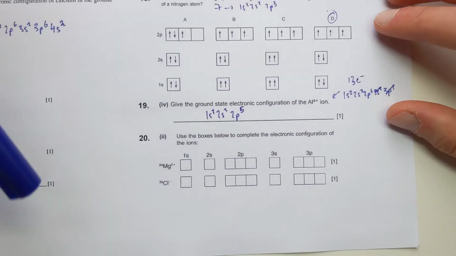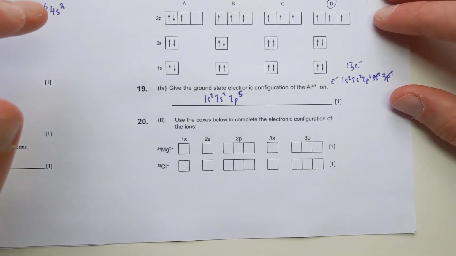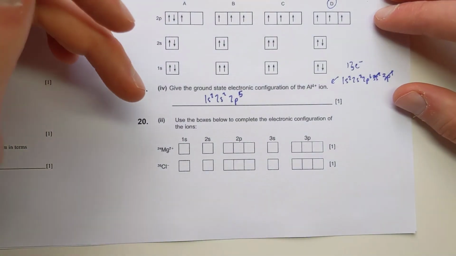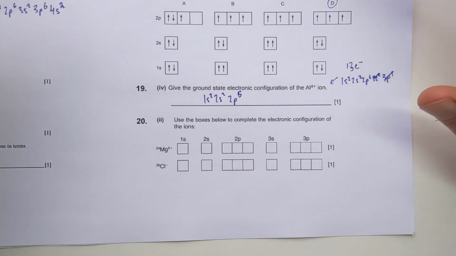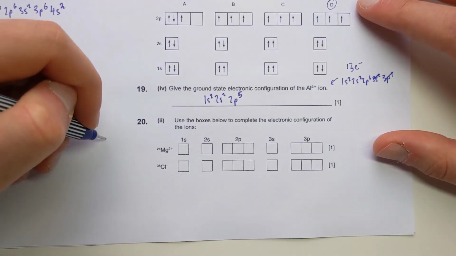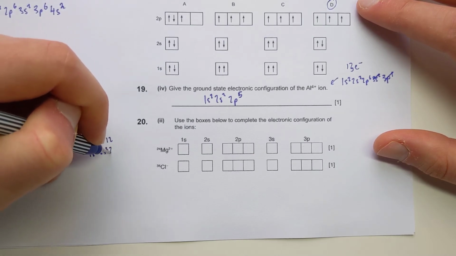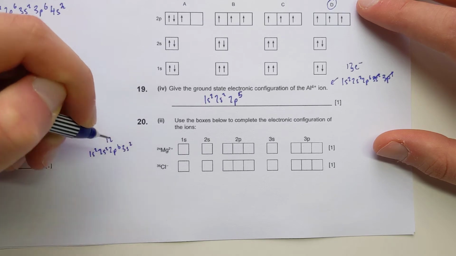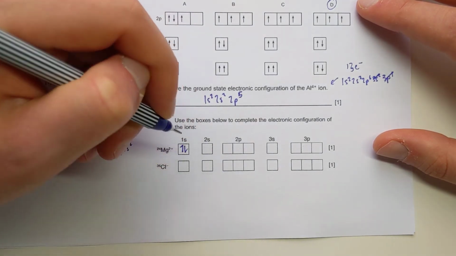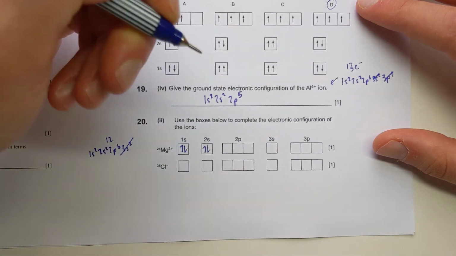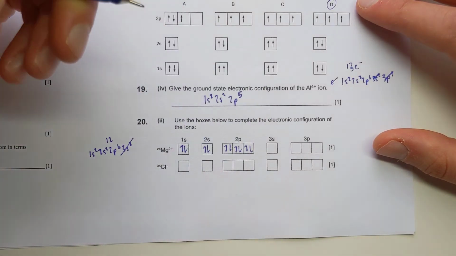Question 20. Use the boxes below to complete the electron configuration of these ions. It's a bit tricky because they're ions. So magnesium first, let's write what magnesium is when it's got a normal configuration, not an ion. Magnesium normally has 12 electrons, so it's going to be 1s2, 2s2, 2p6, 3s2. Taking out 2 electrons is going to take out the 3s ones. So 1s2 up down, 2s2 up down, 2p6, 1, 2, 3, 4, 5, 6. And that's done.